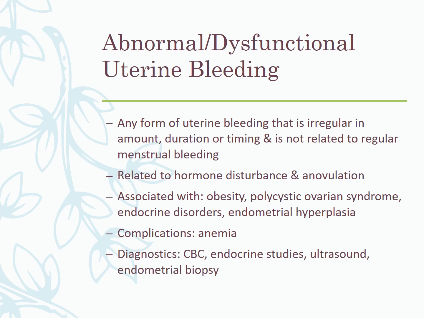Abnormal uterine bleeding is any form of uterine bleeding that is irregular in amount, duration, or timing, and is not related to regular menstrual bleeding. It's also called dysfunctional uterine bleeding. AUB doesn't occur with the menstrual cycle. It usually occurs at opposite ends of the reproductive lifespan, so the very young or the very old. Diagnosis is usually made only after they rule out all other causes.